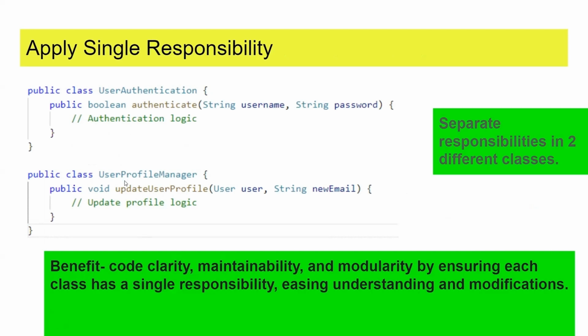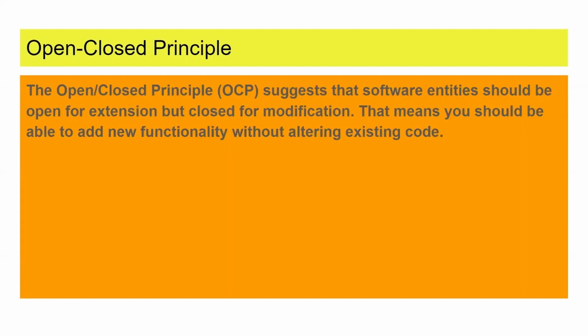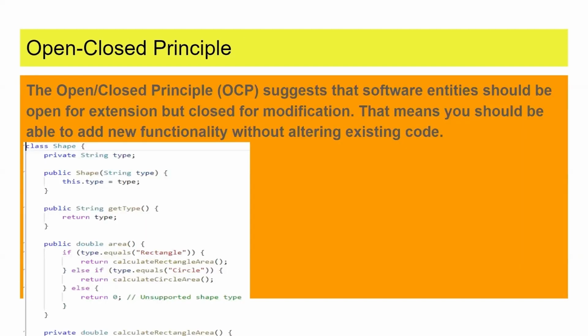The benefit over here is code clarity, maintainability, and modularity by ensuring each class has a single responsibility, thus easing understanding and modification. Moving on to the next principle, the open-closed principle. The open-closed principle suggests that software entities should be open for extension, but closed for modification. That means you should be able to add new functionality without altering existing code.